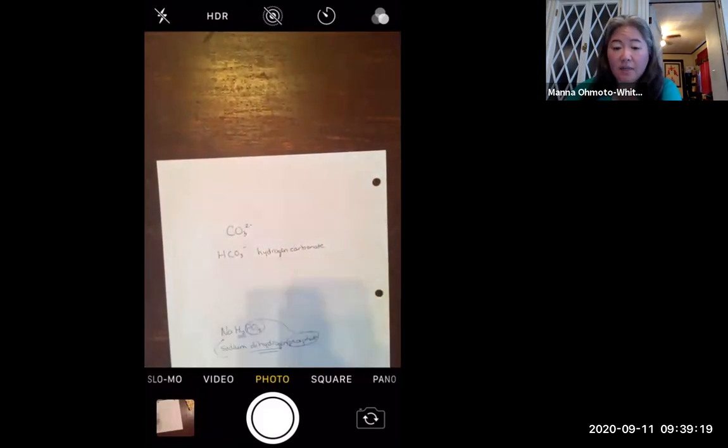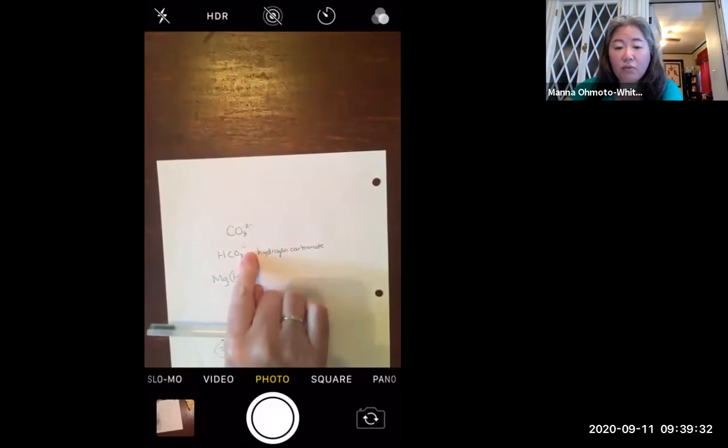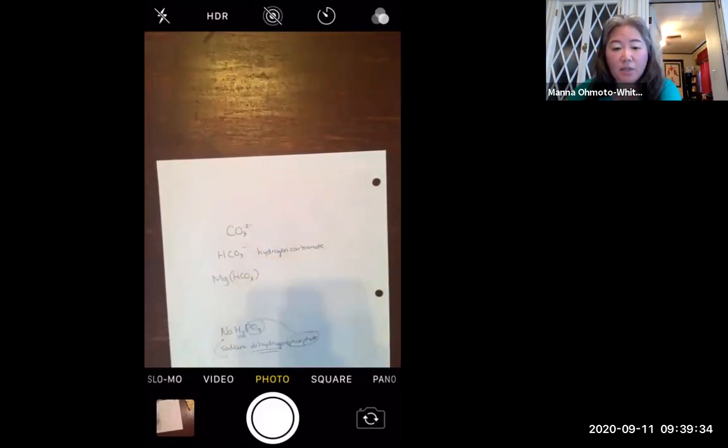Because that's a polyatomic ion, I can have it as part of an ionic compound. So I could have something like magnesium hydrogen carbonate, but because the hydrogen carbonate has a -1 charge and magnesium has a +2 charge, I would actually need 2 hydrogen carbonates.